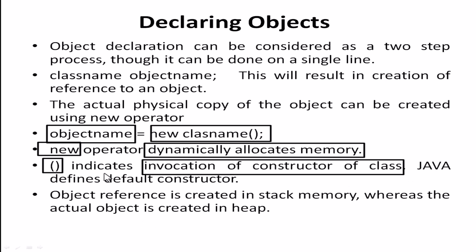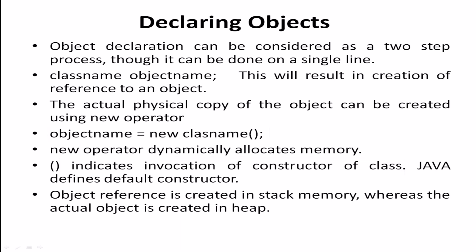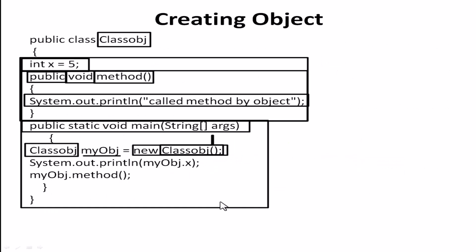Java defines a default constructor by specifying the particular braces. Here it is going to reference the object in the stack memory, whereas the actual object is created in the heap. Because of that reason we use the declaration of objects. What is the need of this brace? It is going to create an instance of the class, and this particular brace we will see later.